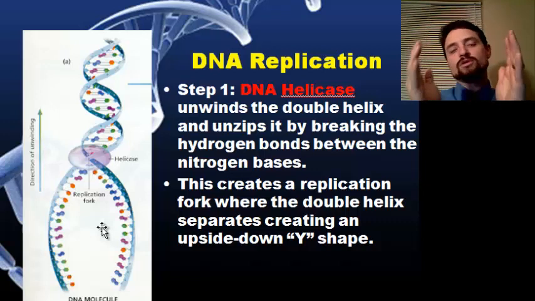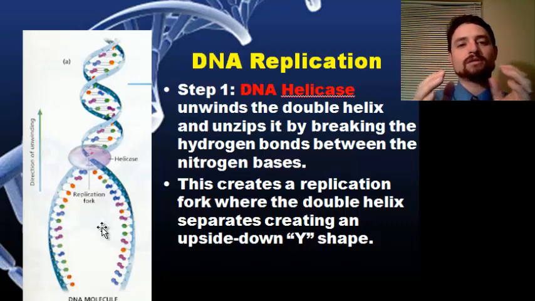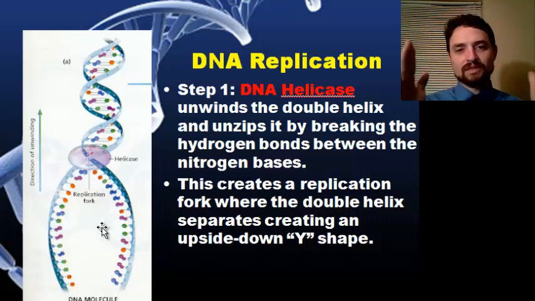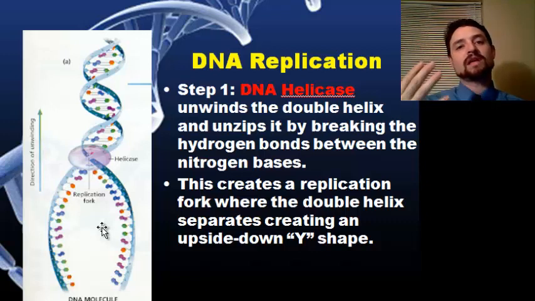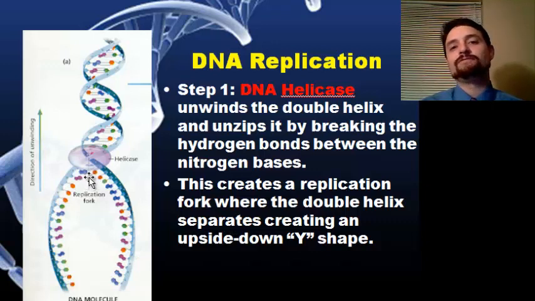Now there are some other proteins that aren't important to Biology 1 right now that will keep them separated and won't let them go back together. And while they're exposed, the next step will take place. This creates what we call a replication fork. You can think of that as kind of an upside down Y, but there's the DNA here, it's being separated and unzipped, and that creates a fork in the DNA and it exposes these nitrogen bases right here.